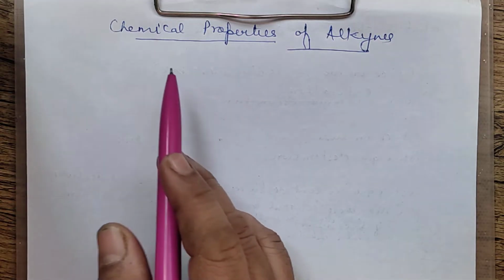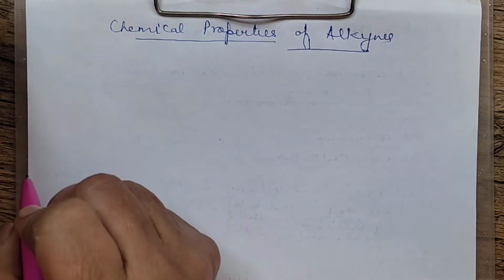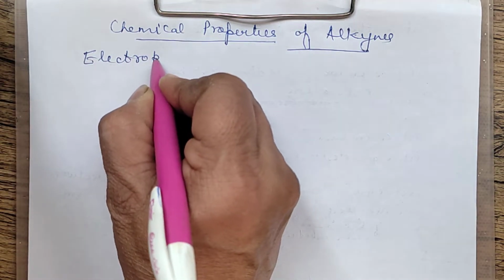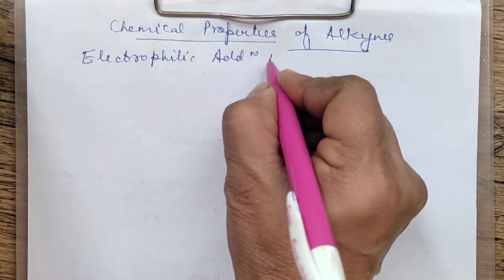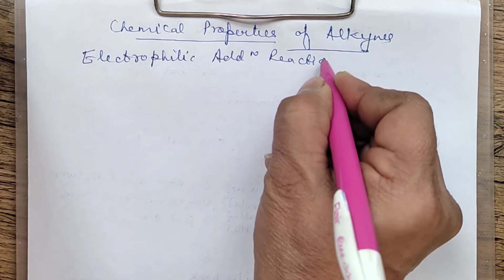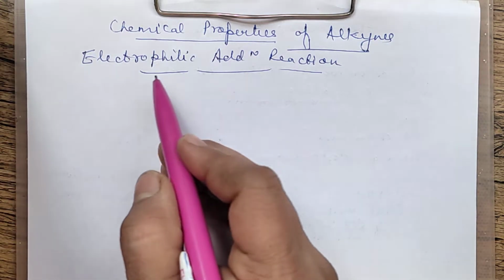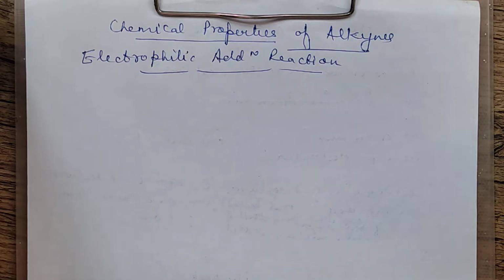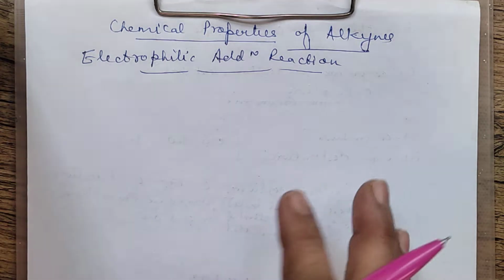Now, chemical properties. First, we know that alkynes have multiple bonds, so they will undergo addition reactions. Which category of addition reactions do they undergo? Electrophilic addition reactions, because they have pi electrons between two carbon atoms that can be given easily to the attacking reagent. So they will undergo electrophilic addition reactions similar to what we have already discussed in alkenes, but the one thing is they will undergo trans addition.